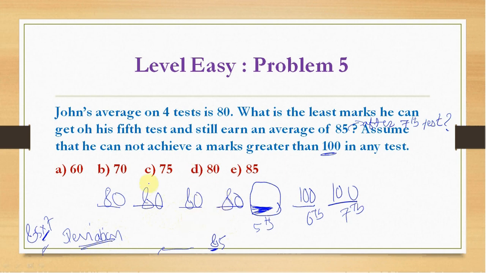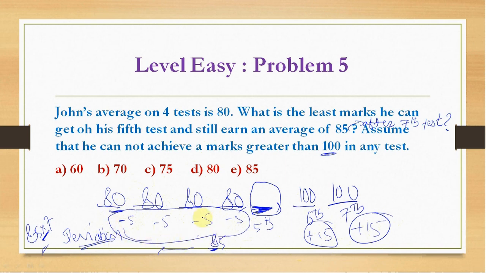So now let us calculate the deviations. Deviation is simply the difference between observation and its mean value. So 80 minus 85 is negative 5, negative 5, negative 5, negative 5. So here deviation is positive 15, 100 minus 85. Here deviation is positive 15. So the sum total of the negative deviation is negative 20, and sum total of the positive deviation is positive 30. So sum of the deviations is now not 0.